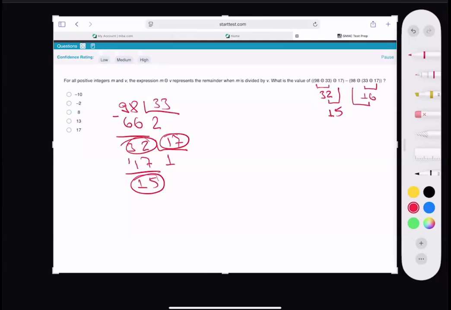So 98 divided by 16 is 6, remainder 2. Okay? 15 minus 2 is 13. Amazing. I made no mistake this time.